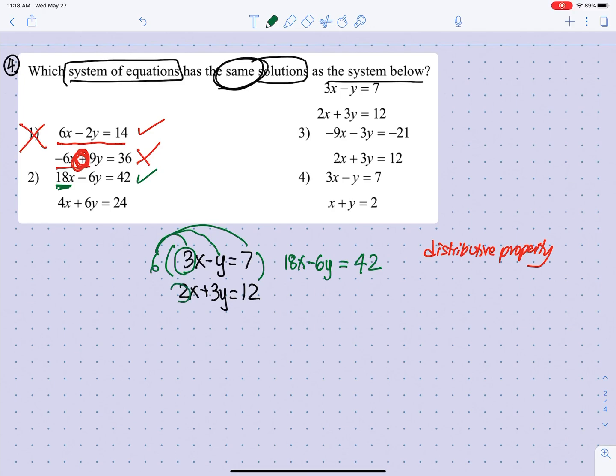Now, over here, we start with the 2. I want 4, so we're going to multiply by 2. 2 times 2x is 4x. 2 times 3y is 6y. And 2 times 12 is 24. And so let's see, does it match? Yes, it does. And so that's our answer.